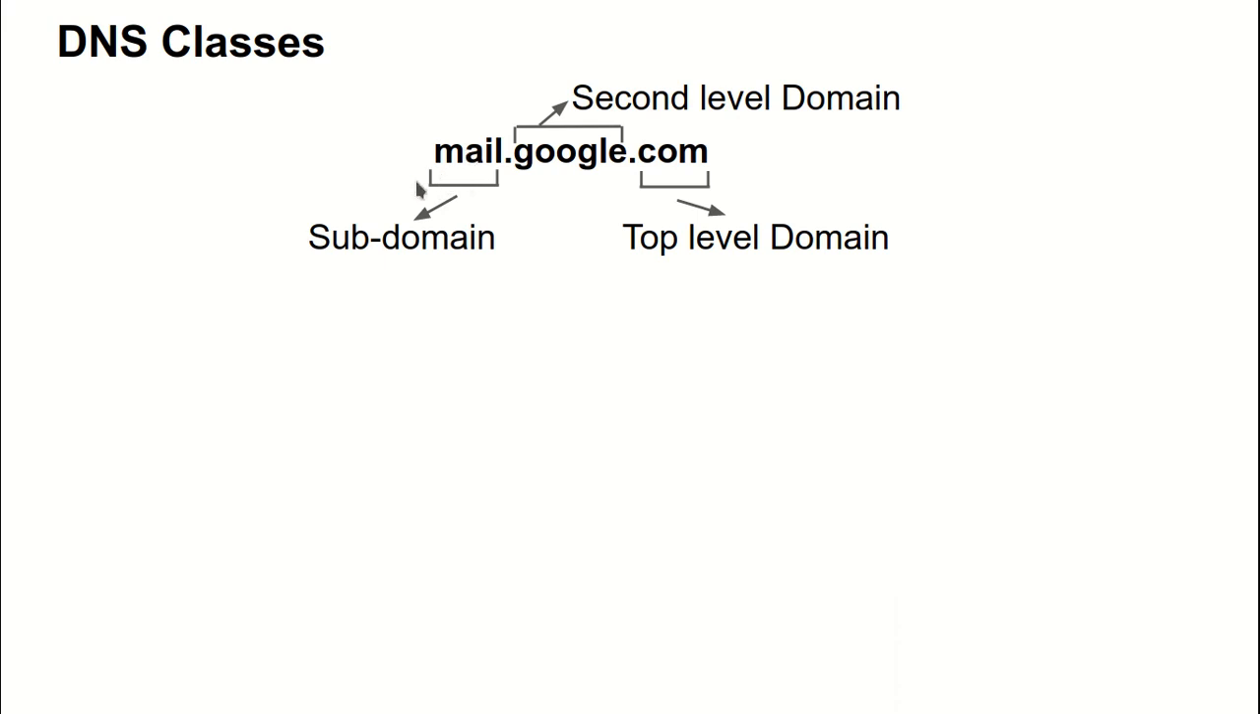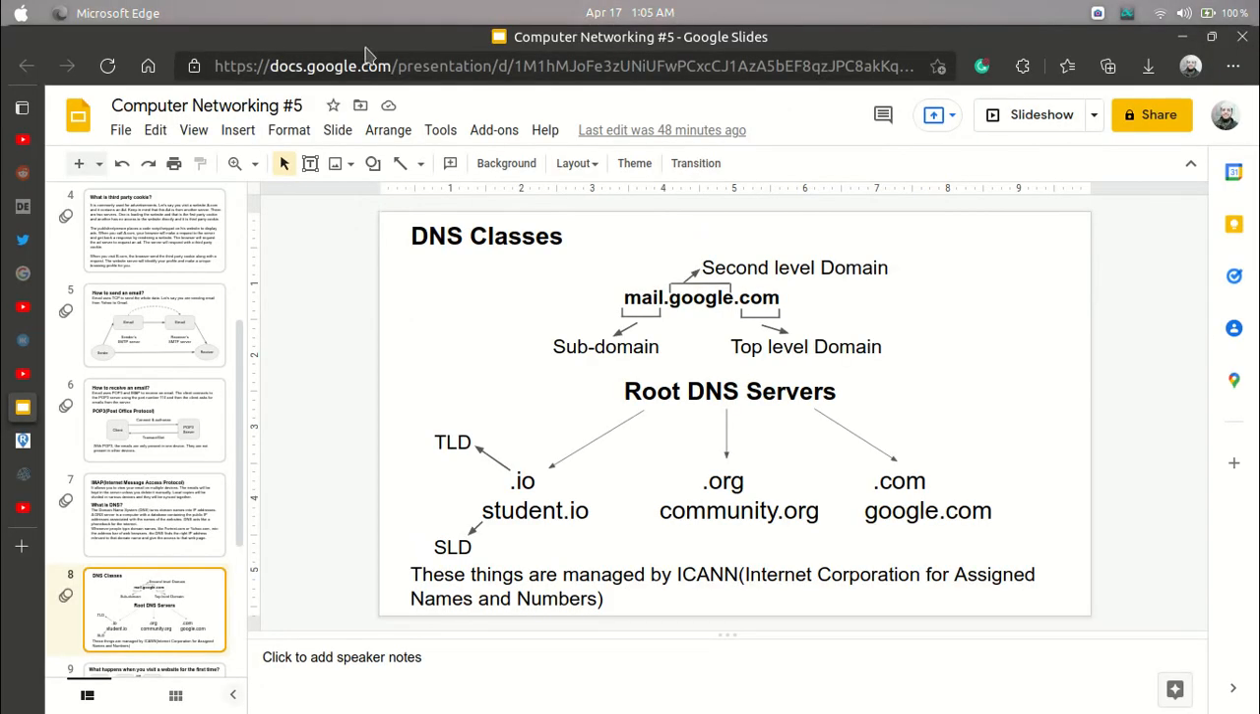So the first one is mail.google.com. The mail is present under the umbrella of Google. Google contains this mail subdomain. Basically, Google is providing the functionality to transfer emails to different services, to different persons. So this is a subdomain of google.com. Alright, so let's close this slideshow.